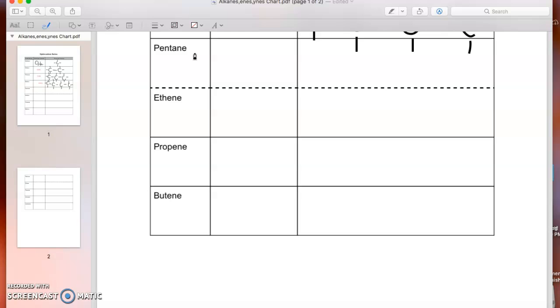So pause the video again and see if you can figure out how to draw pentane, and I'll go ahead and draw it. 1, 2, 3, 4, 5. Single bond them all together. And add 3 hydrogens here.